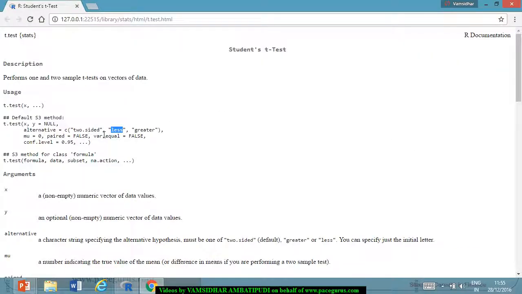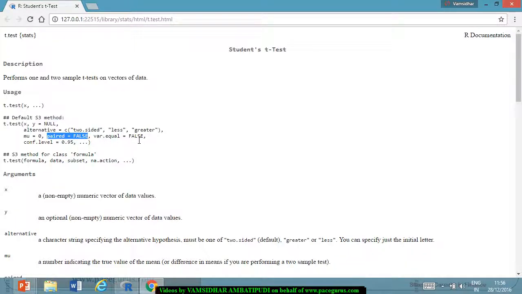So let's go with the two-sided itself. I have to specify the mu value. Mu is your hypothesized mean. I have to give that mu value. Paired equal to false. Of course, only when there are two variables does the meaning of paired come into the picture. Here we are talking of only one variable, so we don't have anything to say about that.